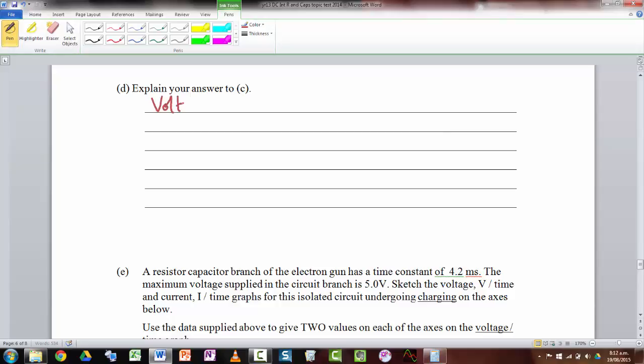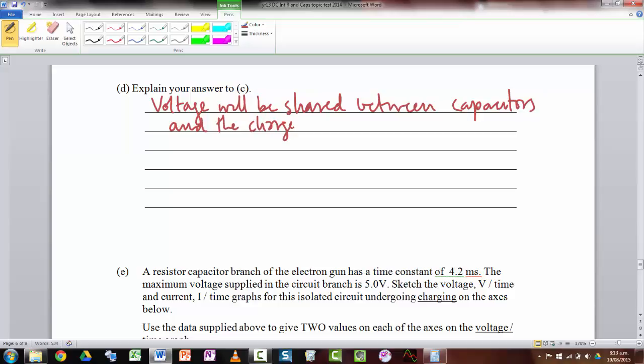Voltage will be shared between capacitors, and the charge on each obeys Q total is equal to Q1 is equal to Q2.